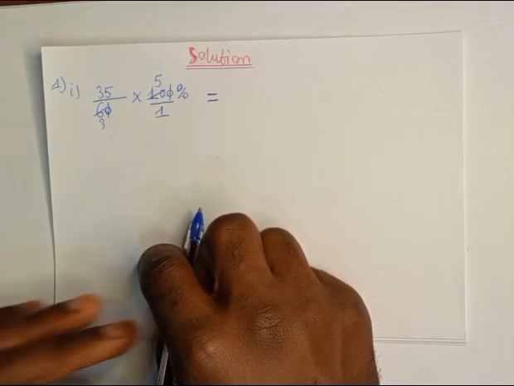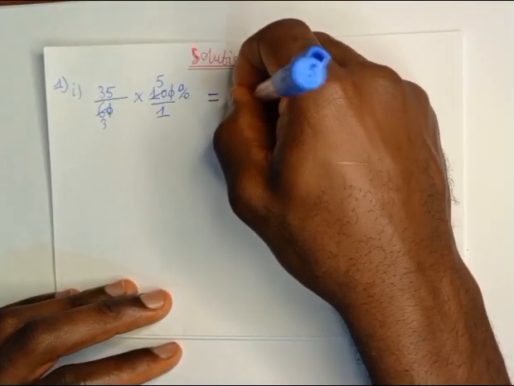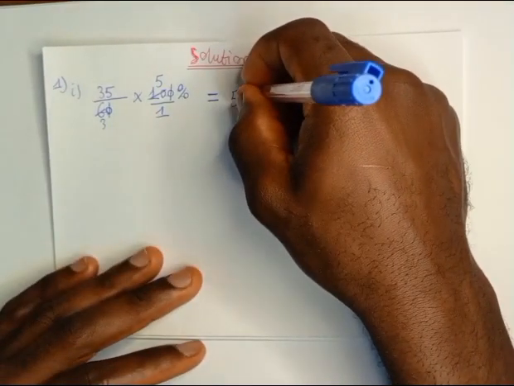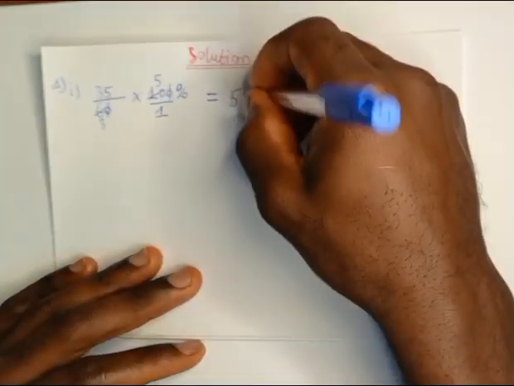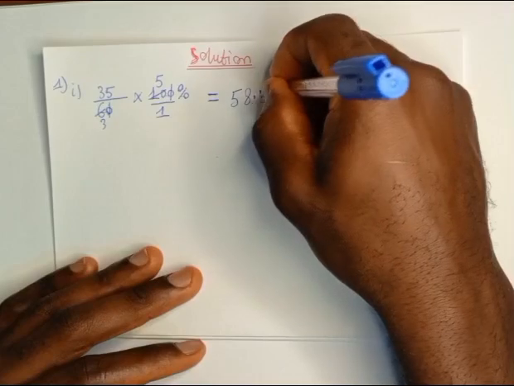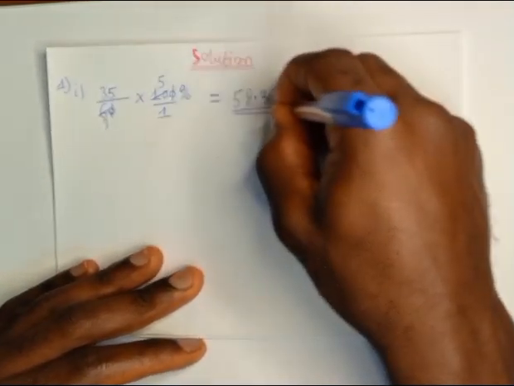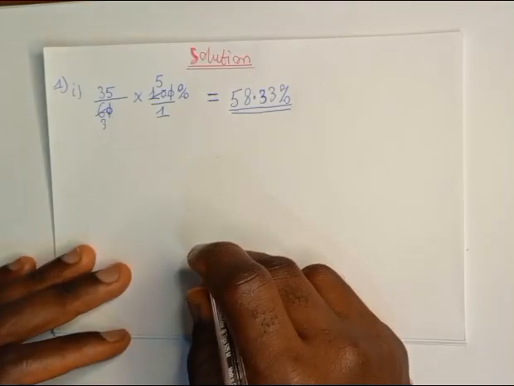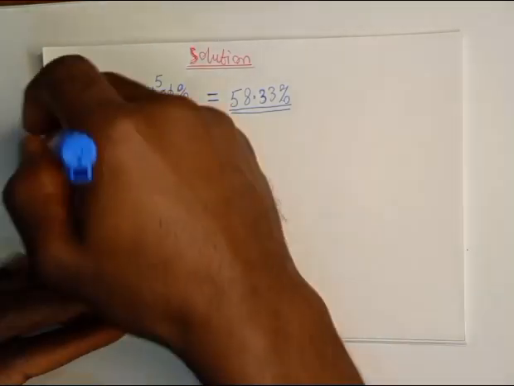175 divided by 3 gives us 58.333. We are going to leave it to two decimal places. This will be 58.33%. We underline the answer. Therefore, 35 out of 60 as a percentage is 58.33%.